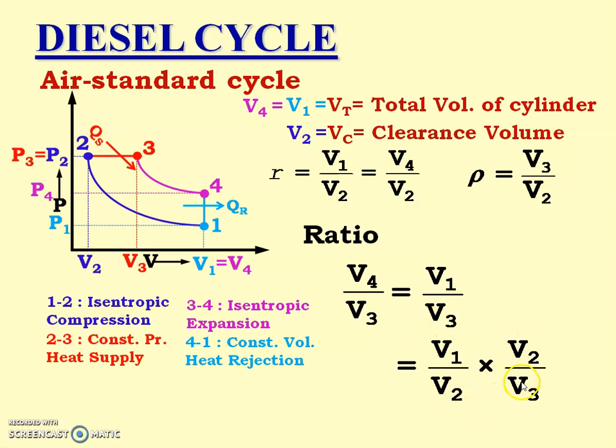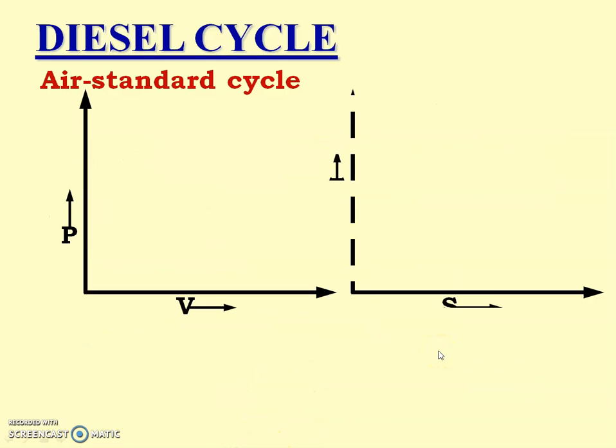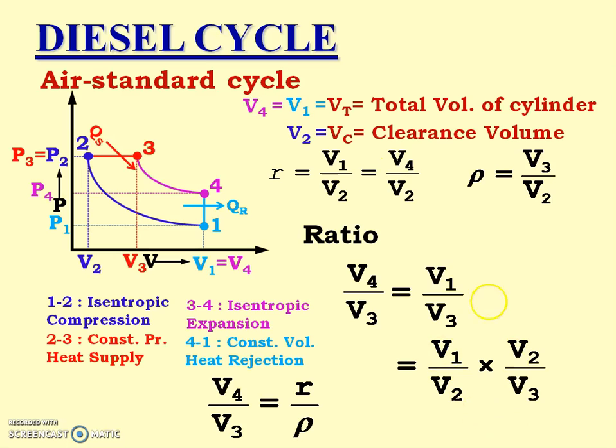And what is V2 by V3? That is the reciprocal of the rho. So it is the R divided by rho. So V4 by V3 is equal to R divided by rho. So here we have derived three ratios: compression ratio, cutoff ratio, and another ratio, that is V4 by V3 is equal to R divided by rho.